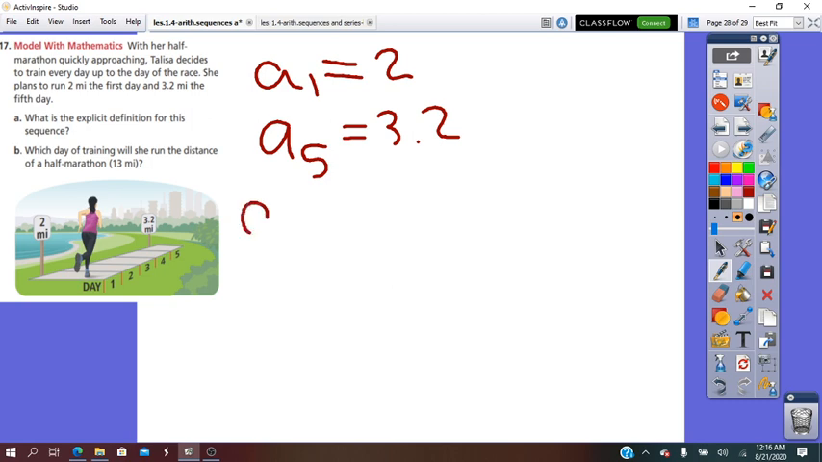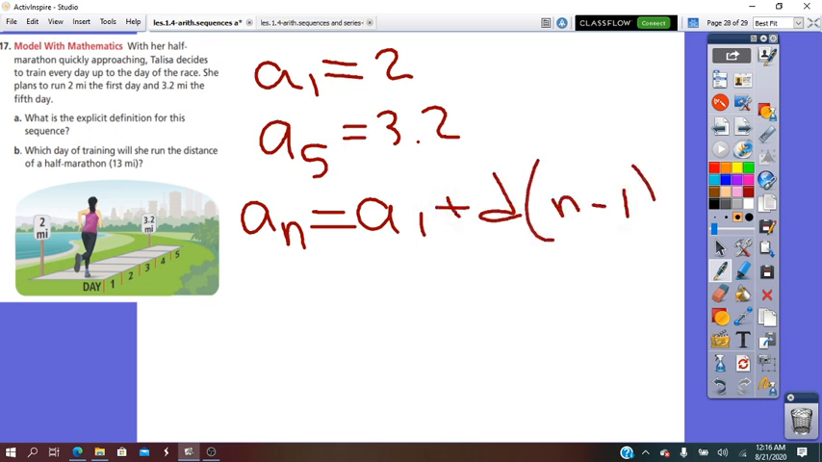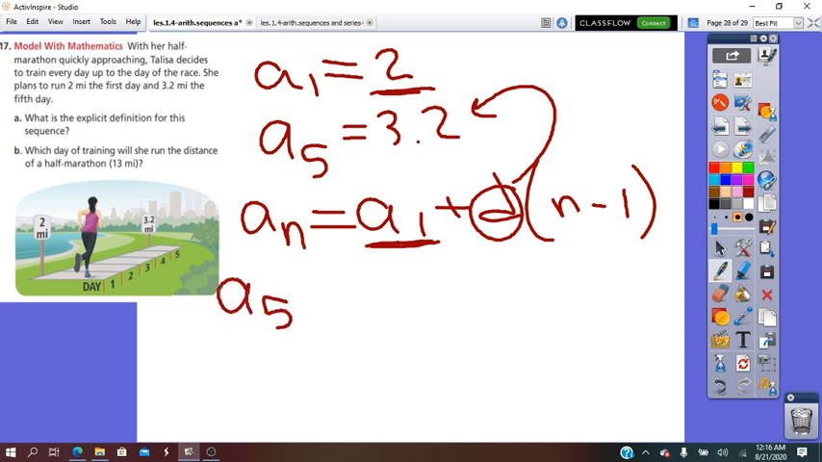So we know that the explicit rule is an equals a1 plus d times n minus 1. What do we know from here? The a1, we know it. It is given too. But we do not know the common difference. To find the common difference, we are going to use the fifth term given. So we will write a5. We will apply the explicit rule for this a5. It will be a1 plus the common difference times n minus 1.